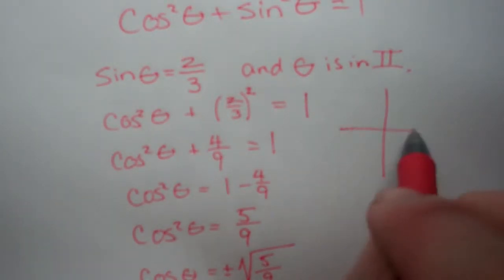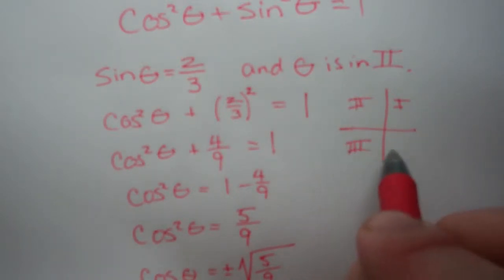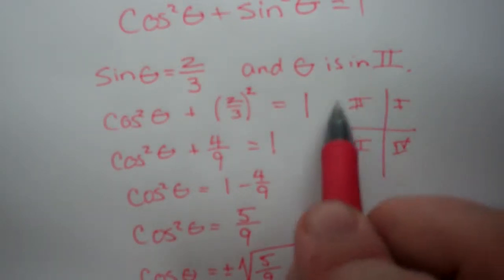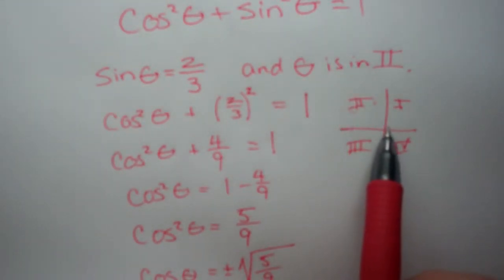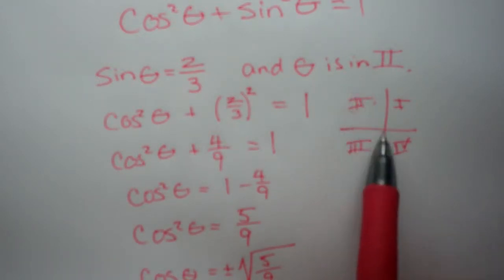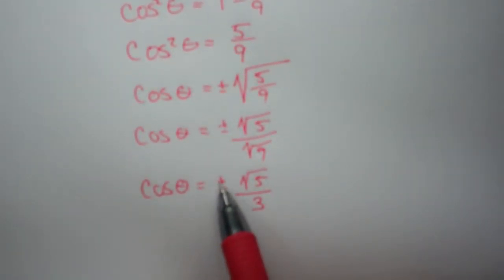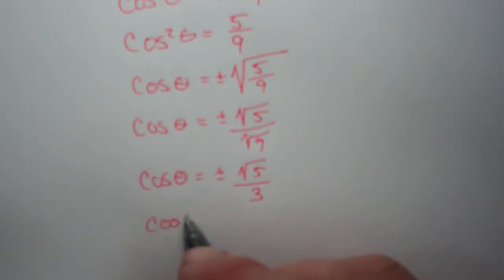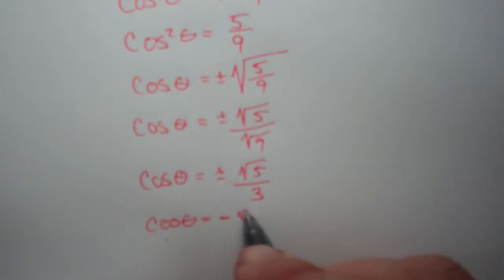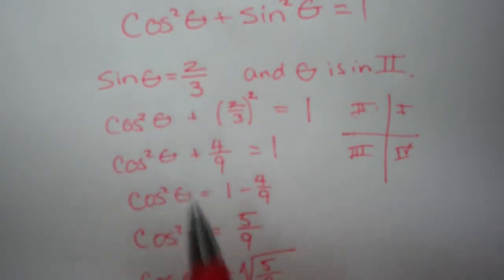What is quadrant 2? Well, quadrant 2 is over here. That's quadrant 2, there's quadrant 3, and here is quadrant 4. When I'm in quadrant 2, look at the x values. All of the x values are negative, and so all of the cosines in quadrant 2 must be negative. Therefore, the cosine of theta is equal to negative radical 5 over 3. This is giving us the cosine, and we know the cosine because it gave us the sine.